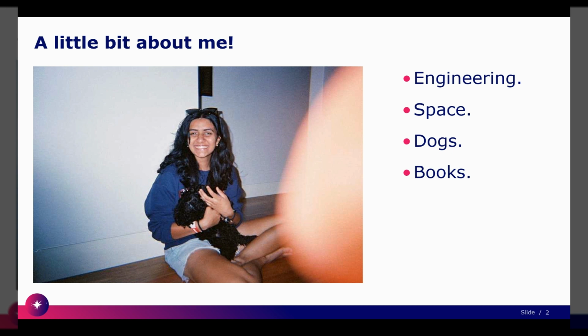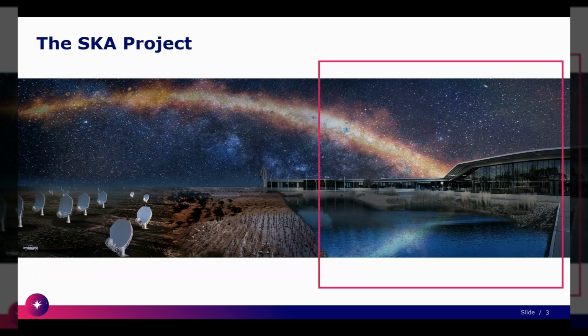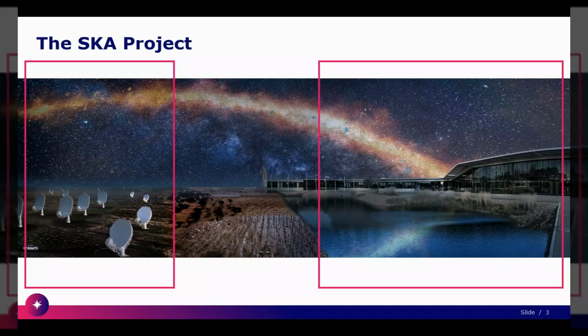So the SKA project is made up of three parts: the SKA headquarters, which are situated in the UK, then the SKA Mid Telescope in South Africa, which will observe the high frequencies of radio waves, and finally SKA Low here in WA, exploring the lower frequencies.